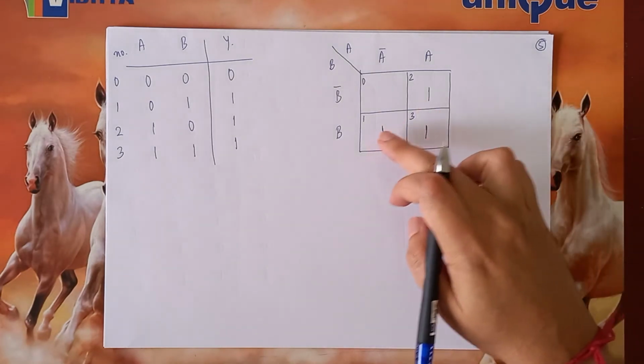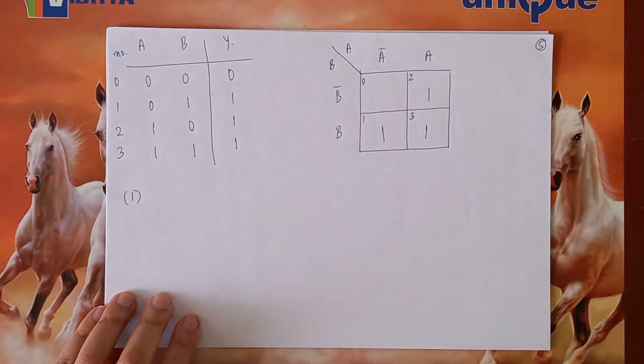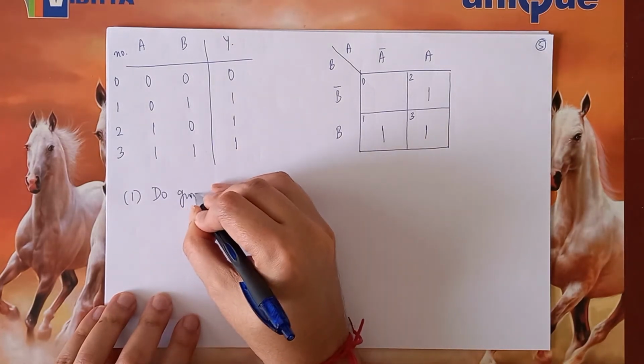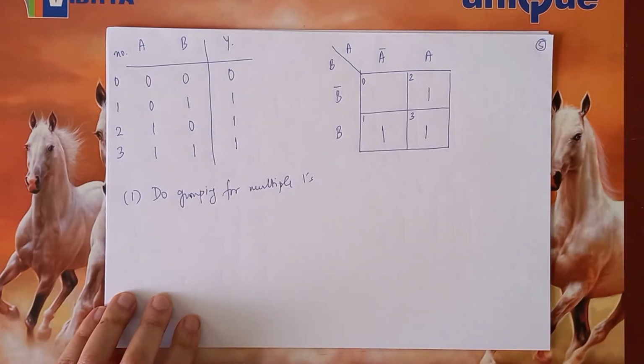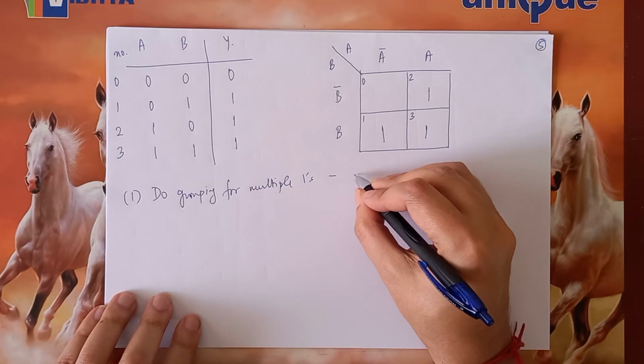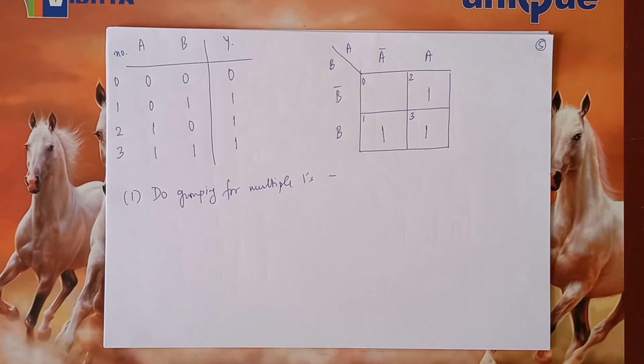So now, since we have multiple ones, we have to start grouping them. Because grouping in K-map is kind of like taking something common between two terms in Boolean algebra. So therefore, do grouping for multiple ones. But you cannot do this in any manner. You have to be very careful. So, when you are grouping for multiple ones, you must group one with its vertical or horizontal neighbors.